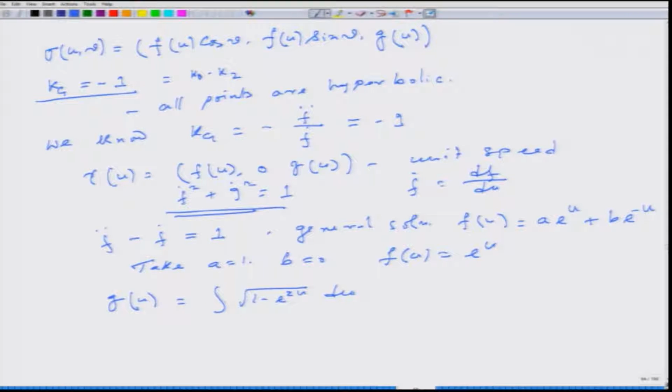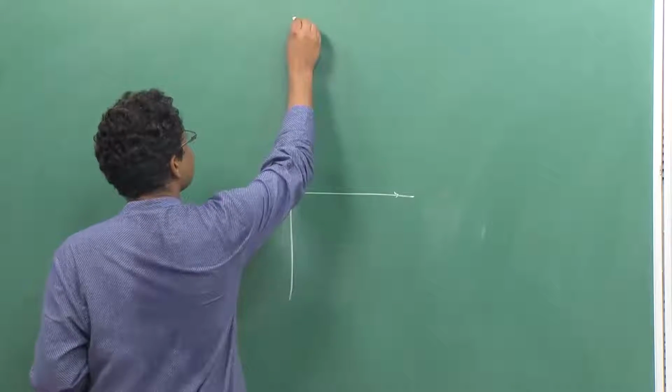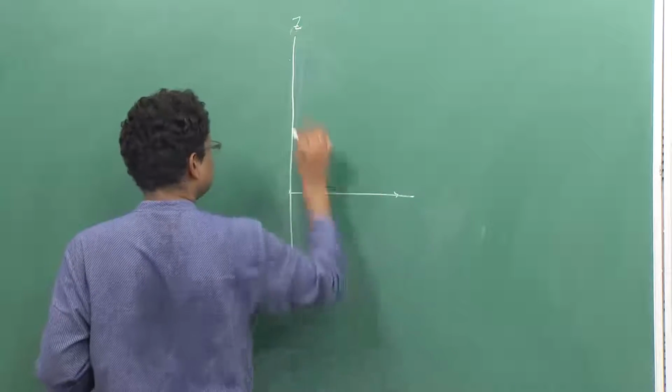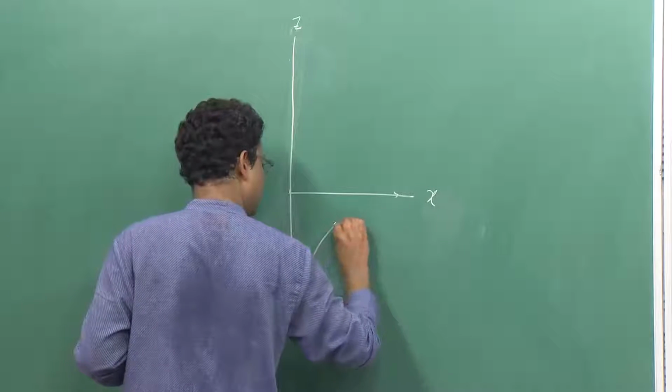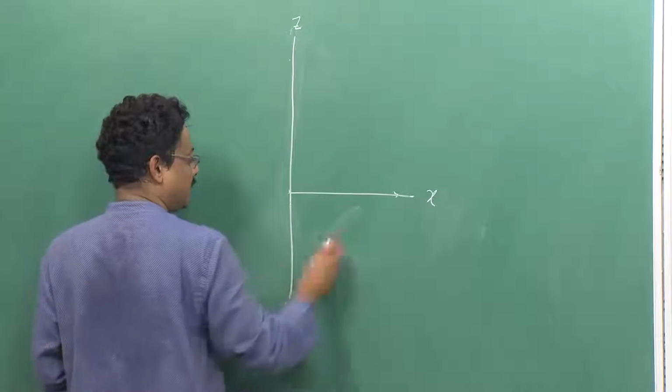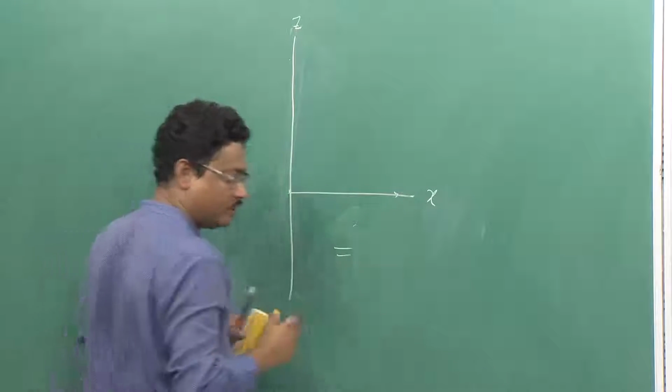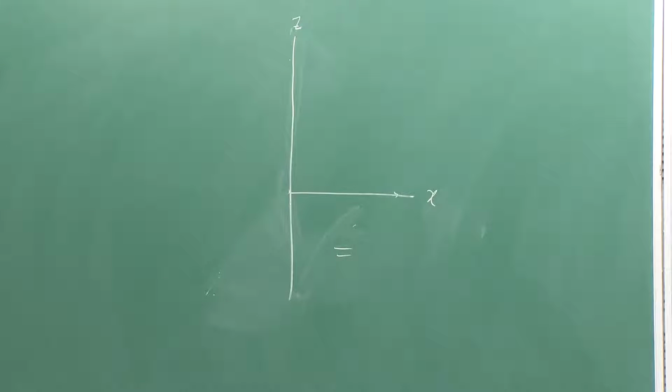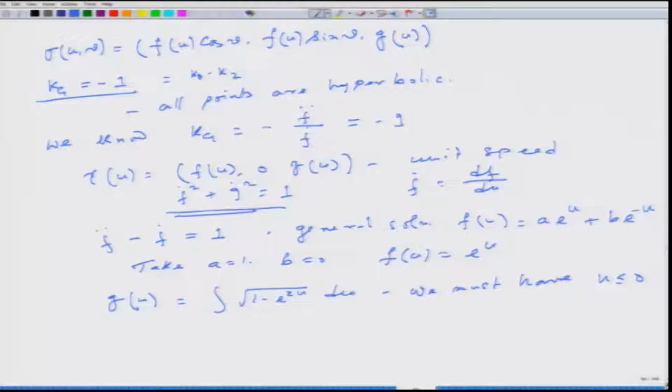Now, you see, for the integral to make sense, we must have u less than or equal to 0. So I draw the picture a little bit. This is z, this is x. My curve must lie in this region, because u has to be negative. I will draw the curve, but let us see if we can do a little bit more before we actually draw it.